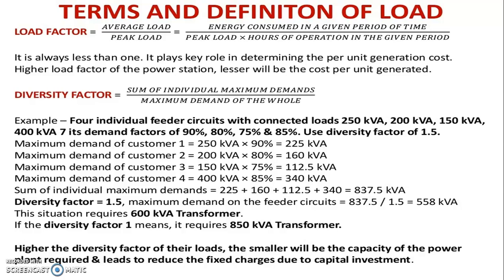So for the sum of individual demands, we have to add all the kVAs: 250 plus 160 plus 112.5 plus 340, so overall it will be 837.5 kVA. So the demand of the feeder circuit is 837.5 divided by 1.5, so the answer will be 558 kVA. If the diversity factor is 1, it means it requires an 850 kVA transformer.